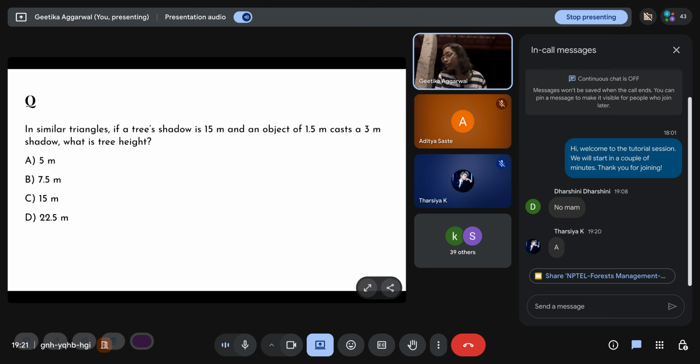Everybody gets their notebooks and pens or whatever. Some of these questions will be numerical type because we have a lot of calculations this week. But yeah, we discussed how similar triangles are used to measure a tree's height. So you can draw it out. You have a tree. The tree's shadow is 15 meters, and you have an object of 1.5 meters, and the object's shadow is 3 meters. So, what is the height of the tree?